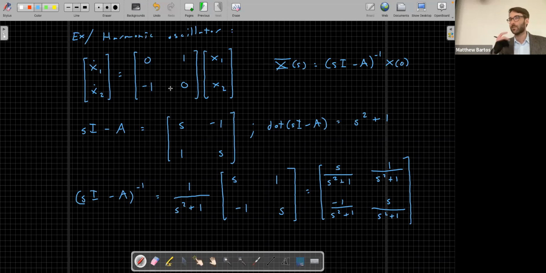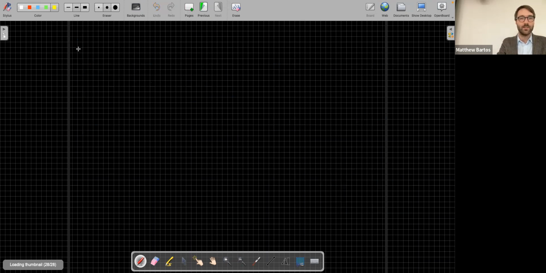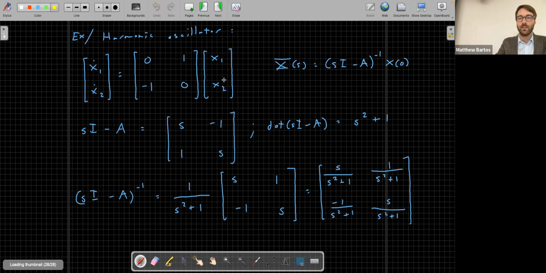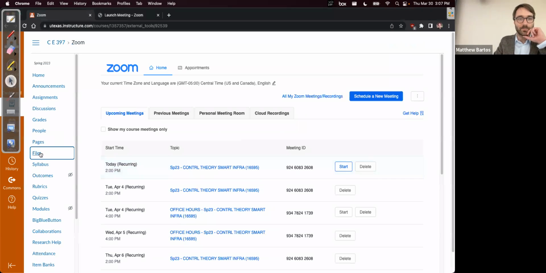What do we need to do now to compute the solution in the time domain? Take the inverse Laplace transform. So let's go ahead and do that. Let's take a look at our table of Laplace transforms. Let me just pull it up real quick.